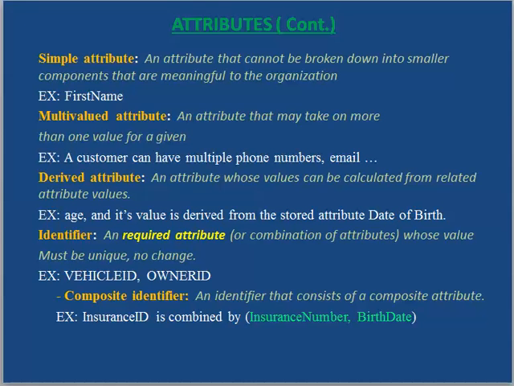Identifier attribute: a required attribute whose value must be unique and not change. Example: vehicle ID, owner ID. Composite identifier: an identifier that consists of composite attributes. Example: insurance ID is combined from insurance number and birth date.